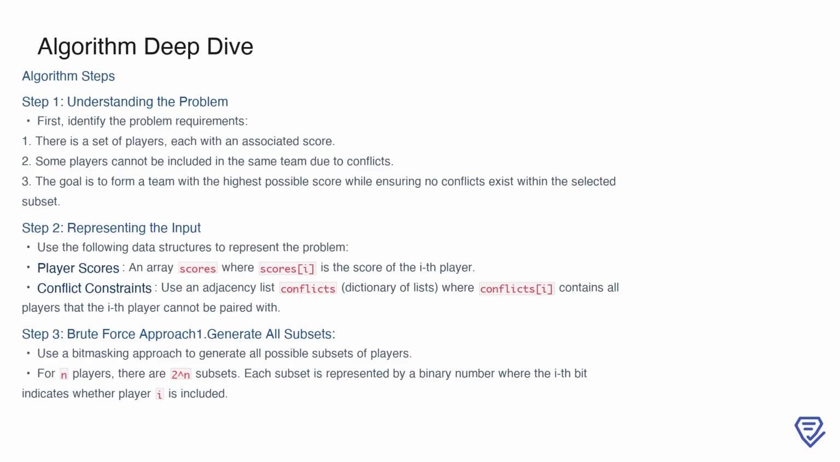A simple brute force approach is to generate all possible subsets of players. Using bit masking, we can represent each subset as a binary number, where each bit indicates whether a player is included. This gives us 2 to the power of n subsets for n players.